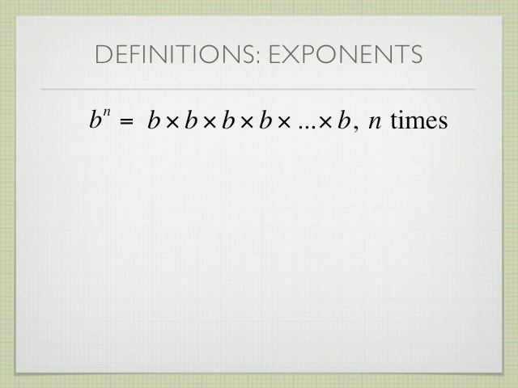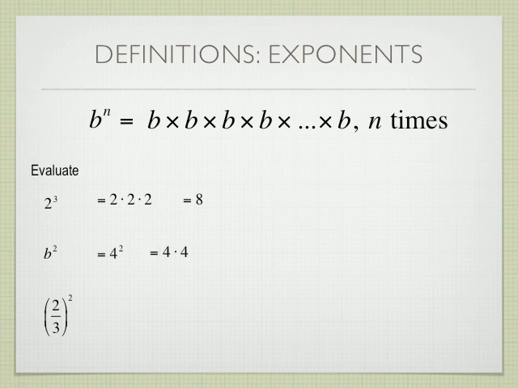B to the n is b times b times b times, so we multiply b times itself n times. So if we had 2 to the third, it's 2 times 2 times 2, which is 8. If we had b squared, we're going to keep b as 4 because it was 4 on the last slide. That's 4 times 4, which is 16.